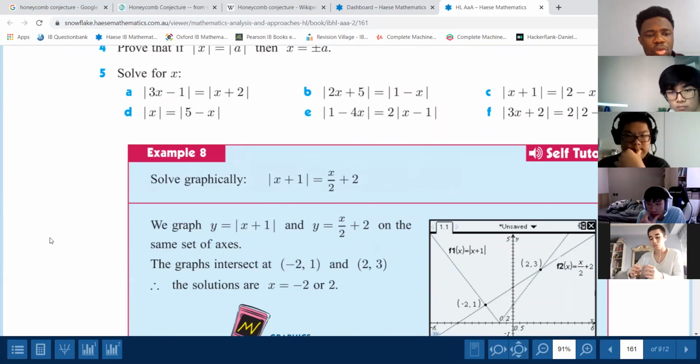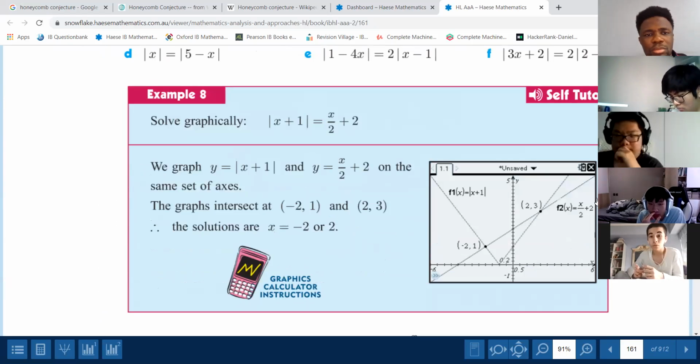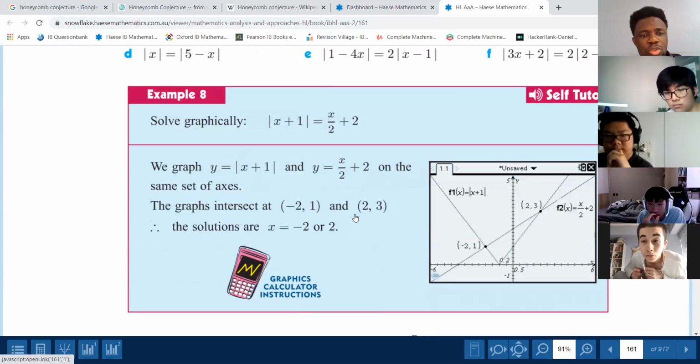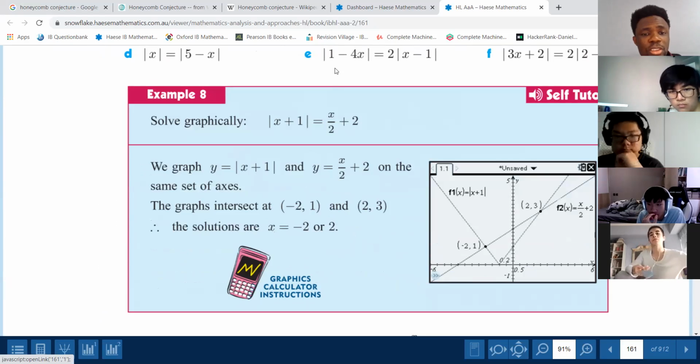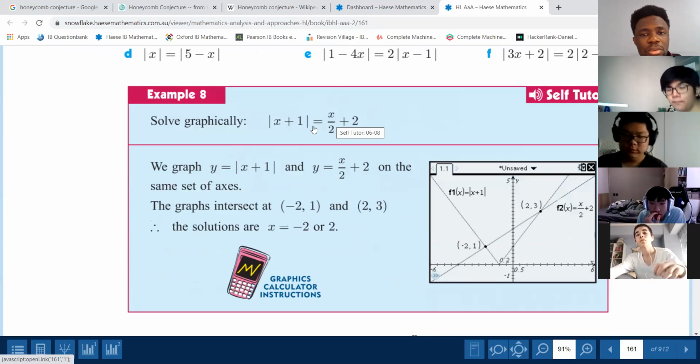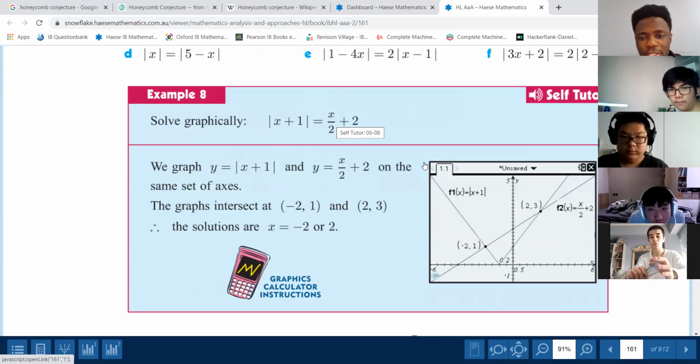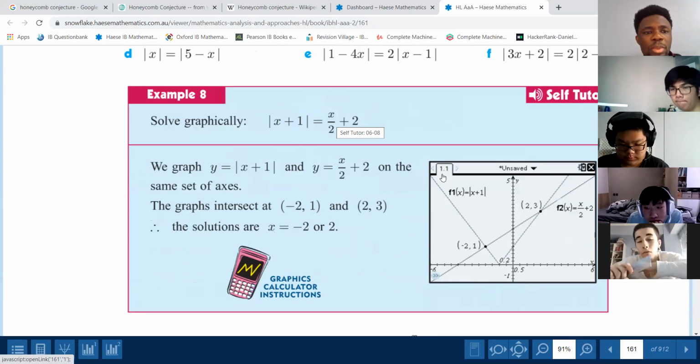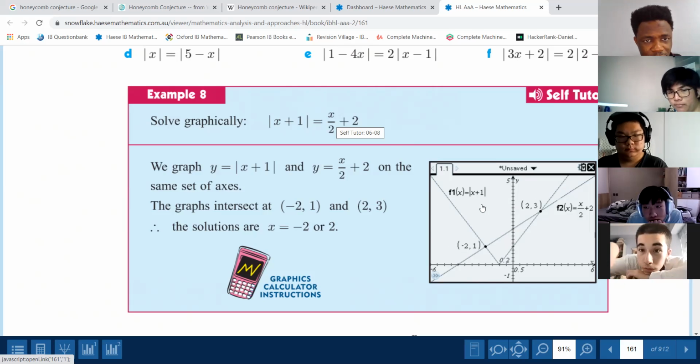But then you can be asked to solve graphically. Again, this is not something difficult. To solve an absolute value modulus equation graphically, plot the graph of one side, plot the graph of the other side, and find out where they meet. Graph of x plus 1 is the graph of x translated by 1 unit to the left. Graph of absolute value of x, remember, is that V shape. When it's translated by 1 unit, this is what you have. Then graph of x over 2 plus 2 will be the straight line. So where they meet is this.